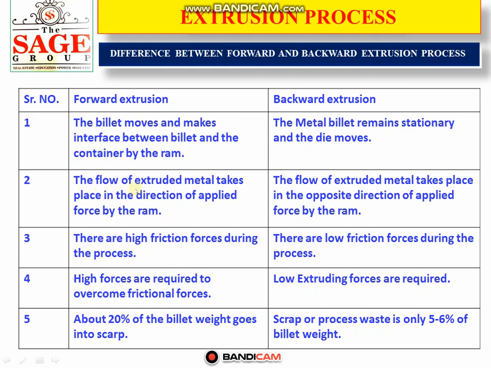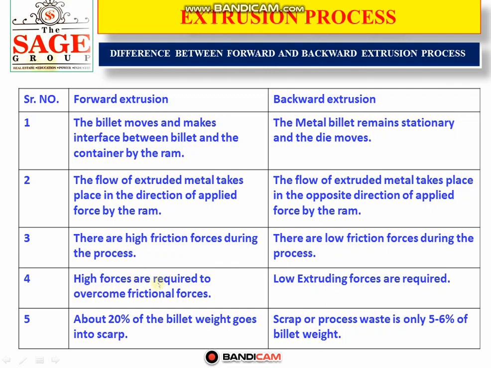Second difference, the flow of extruded metal takes place in the direction of the force applied by the ram. But in case of backward extrusion, the flow of extruded metal takes place in the opposite direction of the force applied by the ram. Third difference, there are high frictional forces during the process. There are low frictional forces during the process.